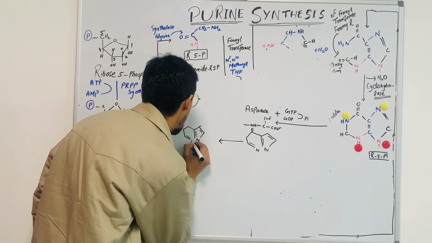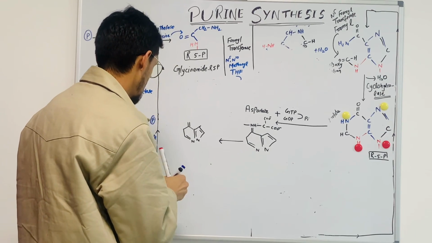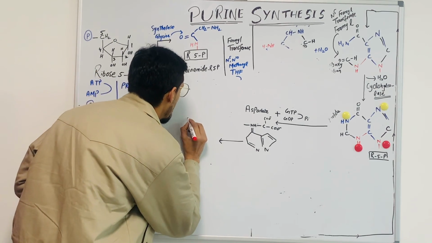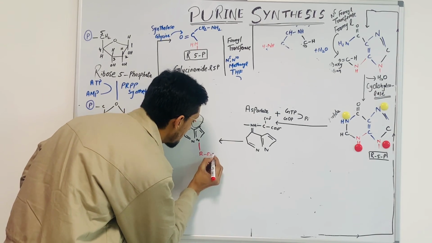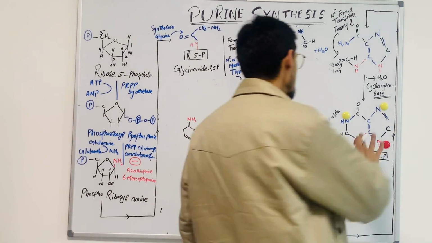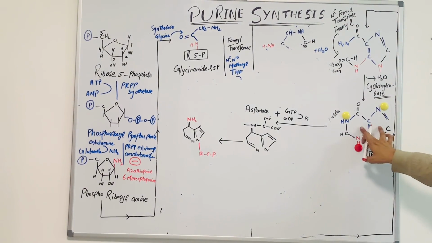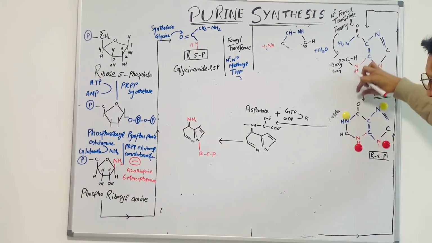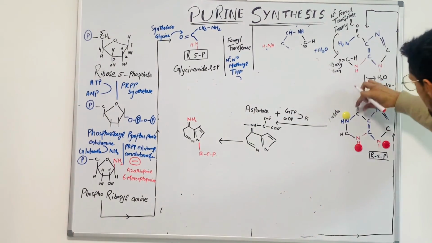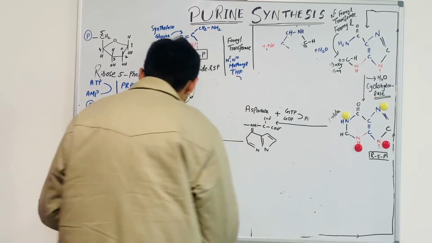Double bond and nitrogen. Now here attached is the amine portion, and to this nitrogen, ribose 5-phosphate. Now you can see that this is the basic building block, that is inosine monophosphate. What is the difference between inosine monophosphate and this one? Here the amine portion is attached to this position. If the amine portion is attached to this position, this will become what?